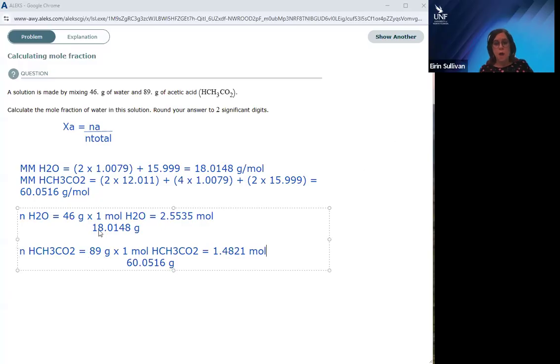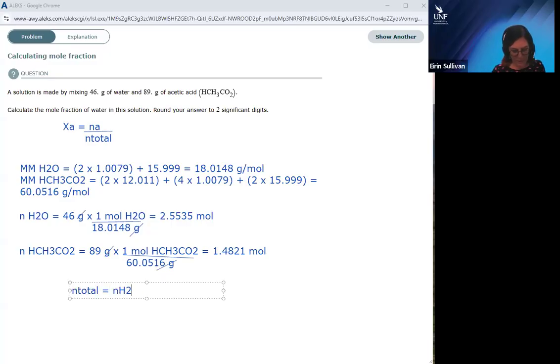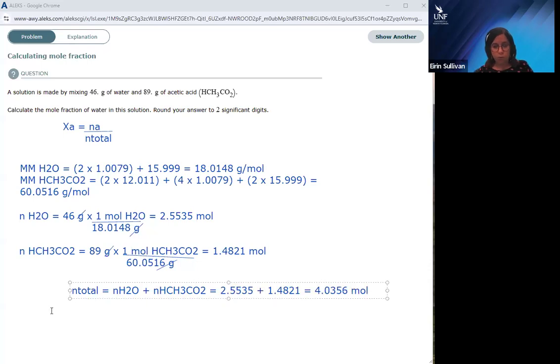So, Gen Chem 1, right? The new thing that we have learned for calculating mole fraction is that we need to calculate the total number of moles in the mixture. So my total number of moles is going to be my number of moles of H2O plus my number of moles of, in this case, HCH3CO2. So that is going to be the 2.5535 plus the 1.4821. So that gives me a total of 4.0356 moles total.